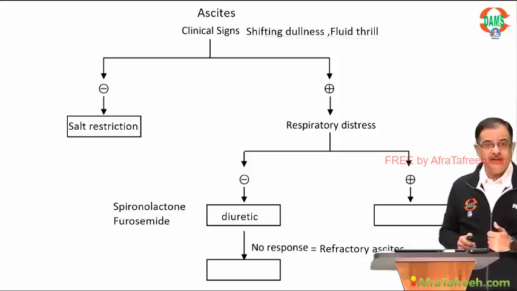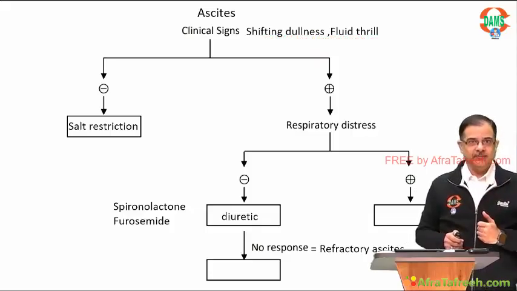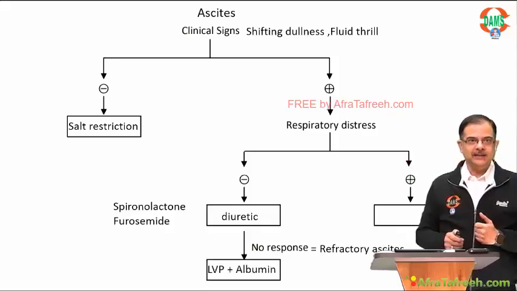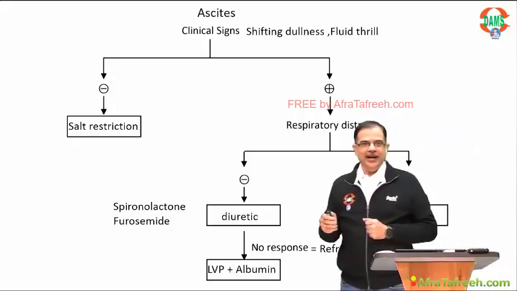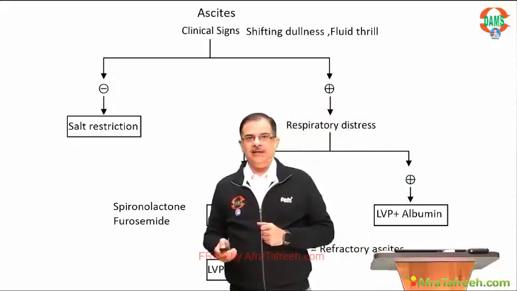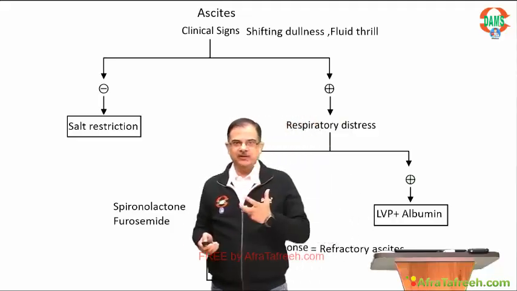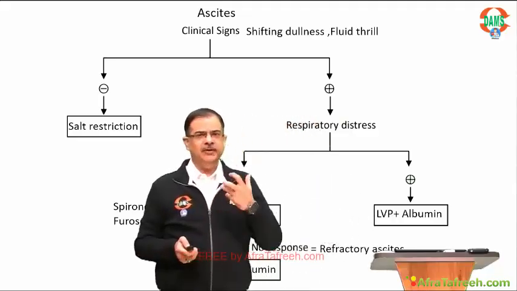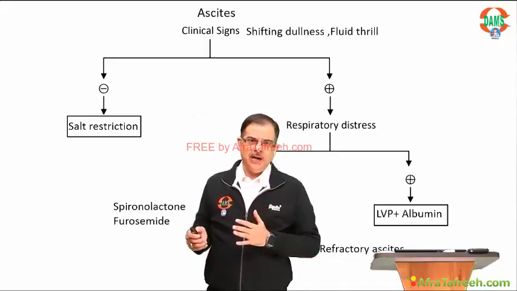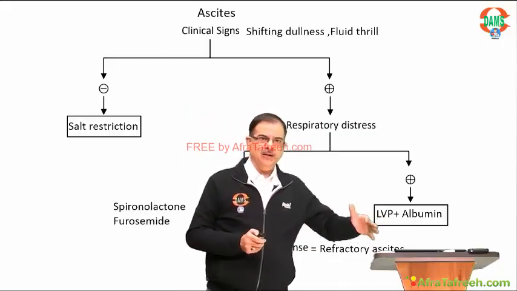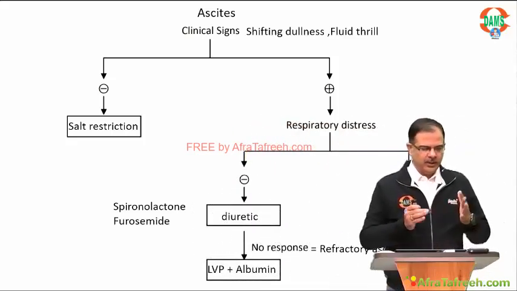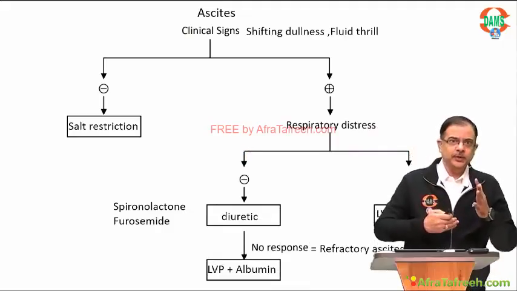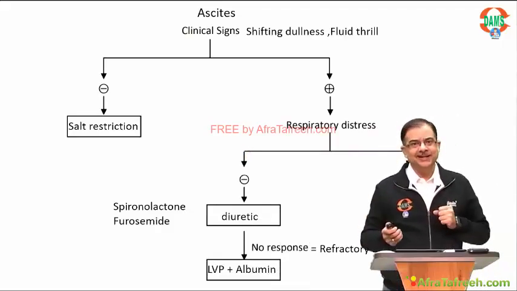So what should be our next step? If it is a case of refractory ascites, we will go for large volume paracentesis along with albumin. And if ascites fluid is causing significant respiratory distress, we will go straight away for large volume paracentesis and albumin. So this is how to treat a case of ascites which is induced by cirrhosis. This is uncomplicated ascites.